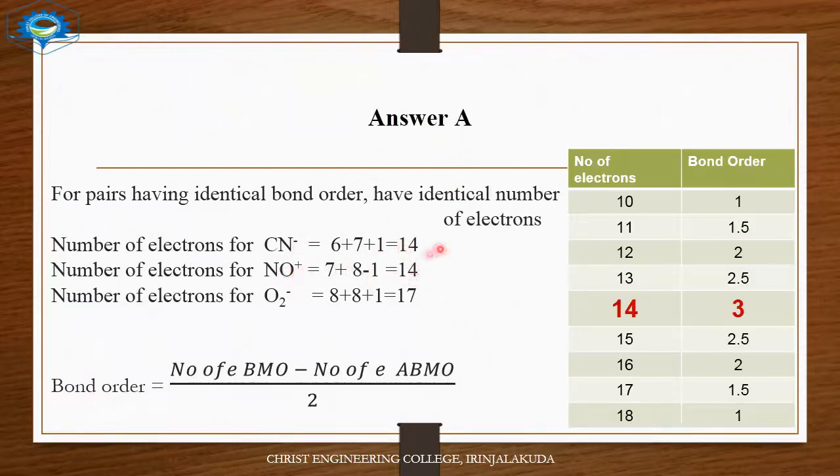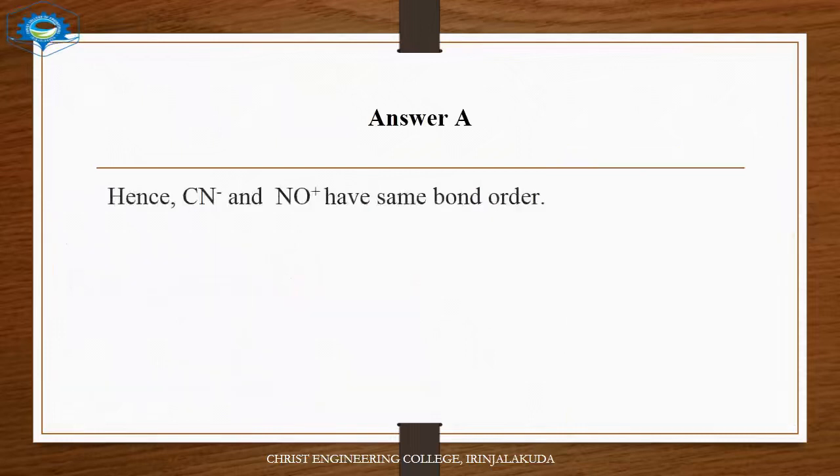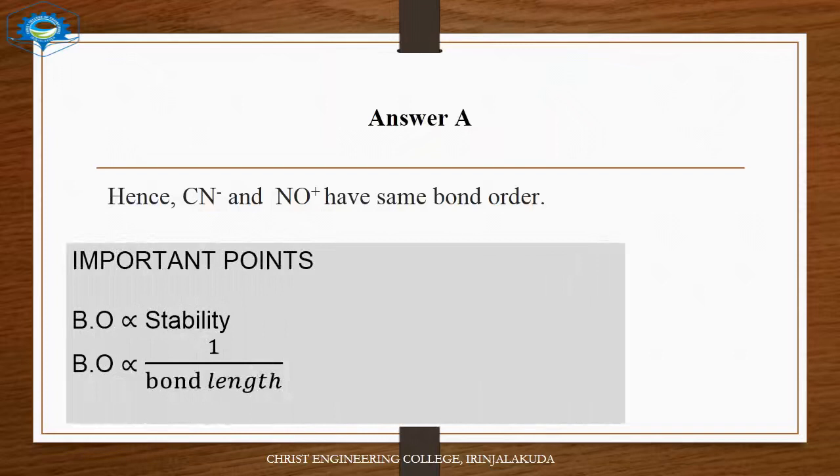Okay, so our answer is A, that is CN minus and NO plus, because both have the same number of electrons. Together with this, I am going to discuss two more points. That is how bond order is related to bond strength and stability. Bond order is directly proportional to stability, which means as bond order increases, stability also increases. And bond order is inversely proportional to bond length. That is, as bond order increases, bond length decreases.